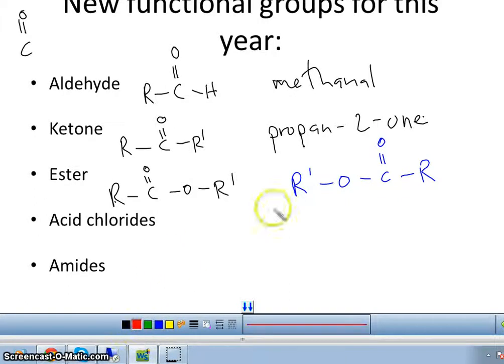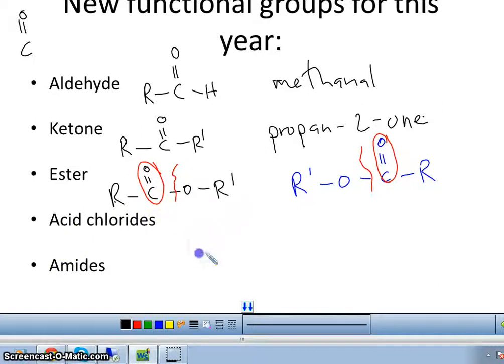With this one, you need to figure out where this group is. C double bond O. I usually draw a little bit of a squiggly line in here. The bit with double bond O comes from an acid. The bit with single bond O comes from an alcohol. So we name the acid bit last and the alcohol bit first, with the single bond O first and the C double bond O last.